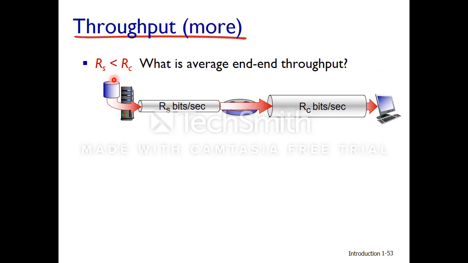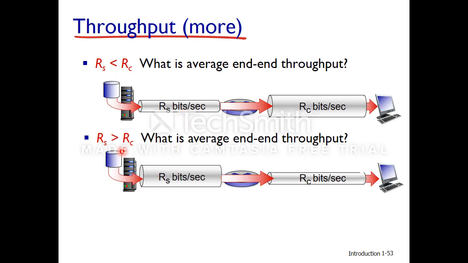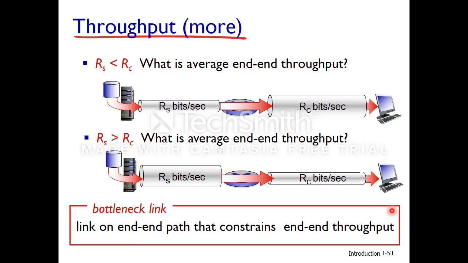So let's say R_s is less than R_c. That basically means the server is connected to the intermediate router by a link of smaller capacity. In that case, the bottleneck link is going to be R_s. The end-to-end throughput is going to be limited by R_s in this first case. If, on the other hand, R_s is greater than R_c, then the average end-to-end throughput is R_c, because that is the throughput that constrains the end-to-end throughput. And so that brings us to the point of a bottleneck link. A bottleneck link is simply a link on some end-to-end path that will constrain the end-to-end throughput.